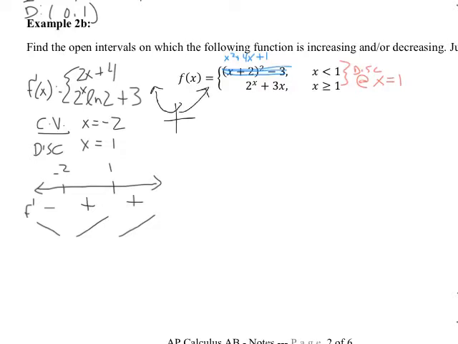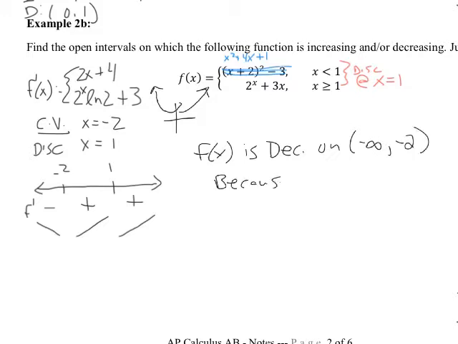Anyway, let's draw our conclusion. f of x is decreasing on -infinity to -2 because f prime of x is less than 0.